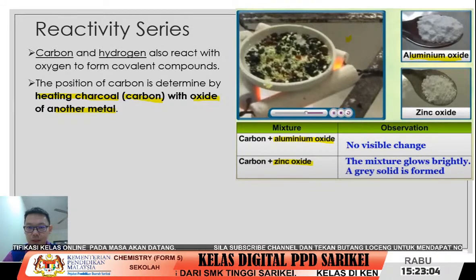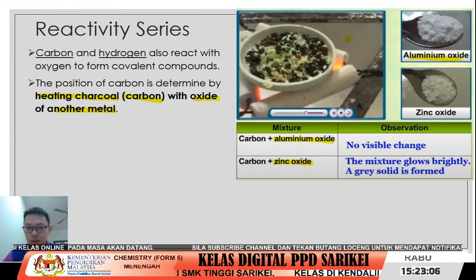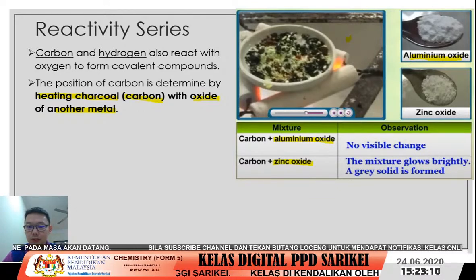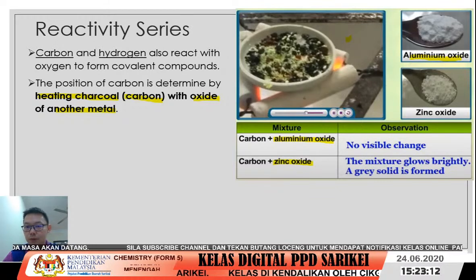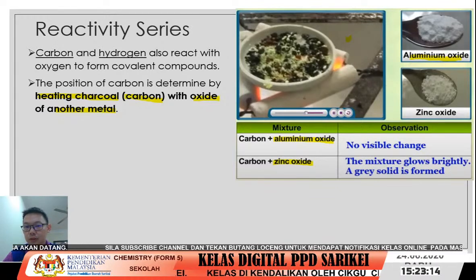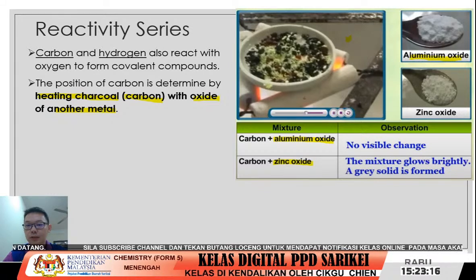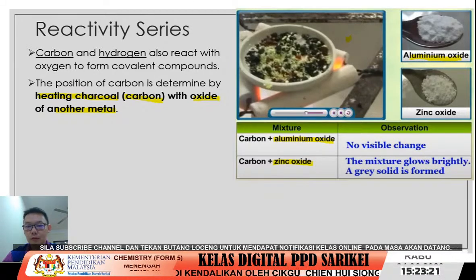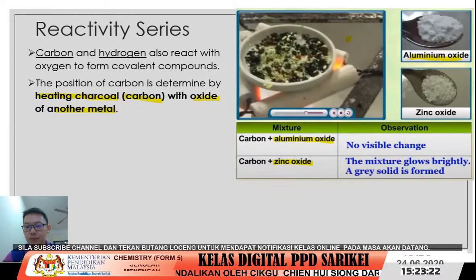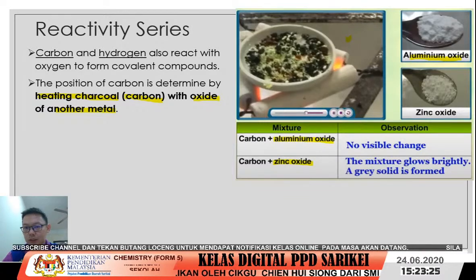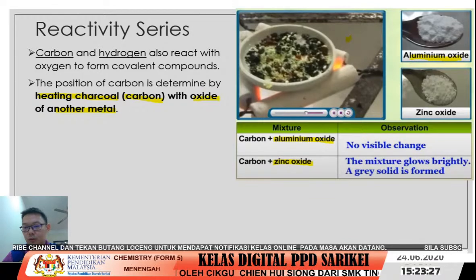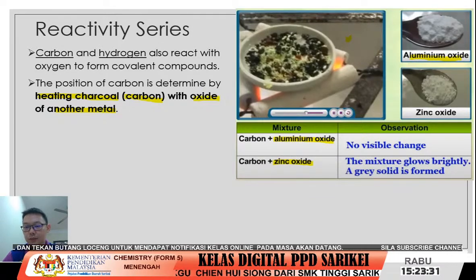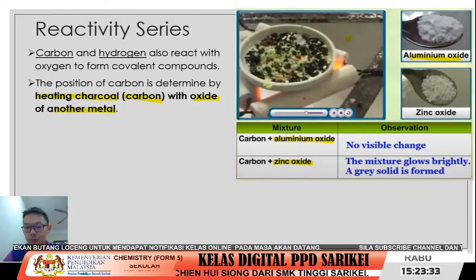As you can see here, there is a black powder. Black powder is carbon or charcoal. The yellow powder here is zinc oxide. When we heat the mixture, the temperature rises, and the white zinc oxide turns into yellow. So the zinc oxide and charcoal powder mixture glows brightly. At the end of the experiment, a gray solid is formed.